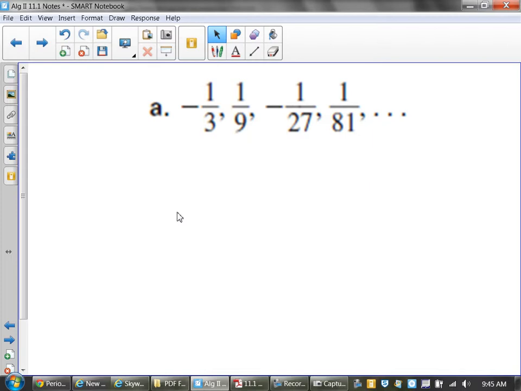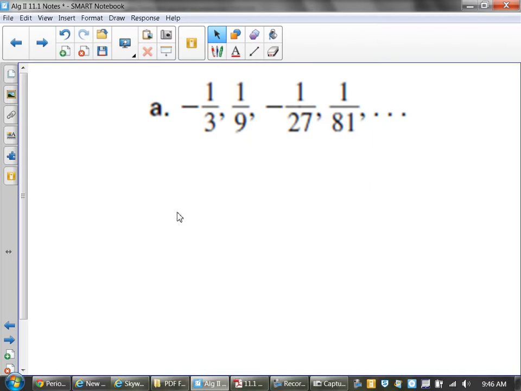So in this case, if I want to write it out in terms of n, where n is, if I let n be the first term, how did I go from negative 1/3 to 1/9? What did you do to the negative 1/3? You multiplied it by negative 1/3. Okay. How do you go from 1/9 to negative 1/27? Okay, so what are you changing? No, because you're using the previous number. Exactly, you're reusing that previous number.